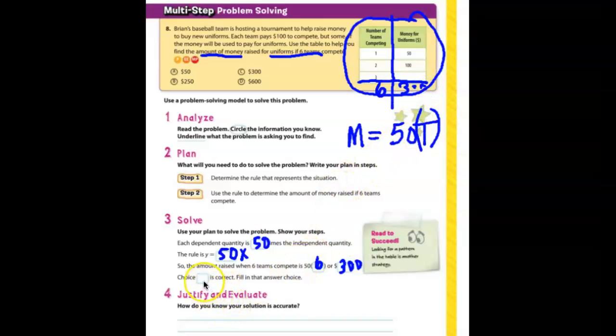Now, how do I know that I have the right answer? So up here, I said 300 was the answer. That means that C is going to be the correct answer. How do I know that's right? Well, I can go back and look over here. So if my rule is 50 times T, 3 times 50 is 150. The rule is working for every single relationship. So I know that I have this correct.